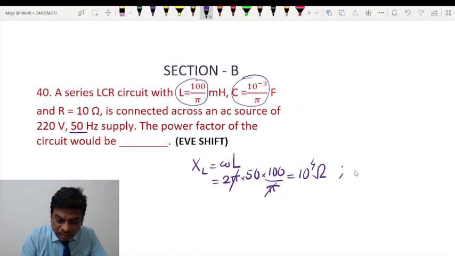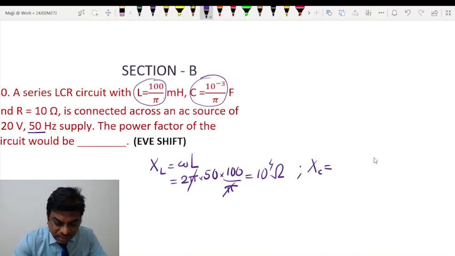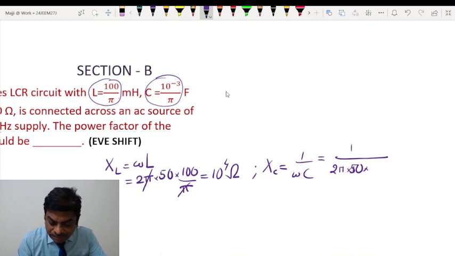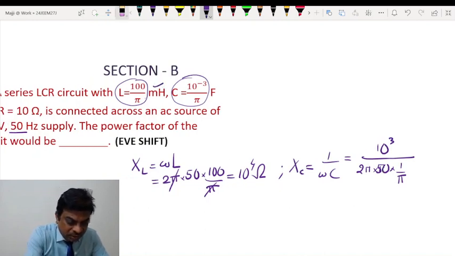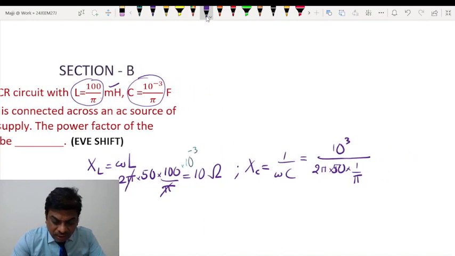Then let us calculate XC, the capacitive reactance. Capacitive reactance is 1 by omega C. So that is 1 by 2 pi into 50 into 10 power minus 3 by pi. Remember students, this is milli. I forgot milli is also there. I'm so sorry students, 10 power minus 3. So ultimately it will be 10 only. Pi gets cancelled. Again you have 10 power 3 by 10 power 2, which is again 10 ohm.